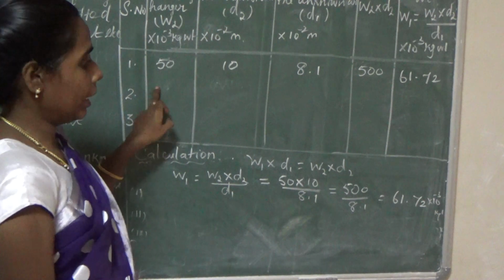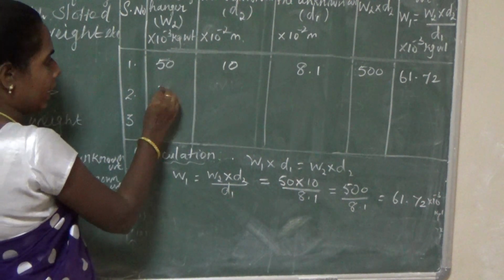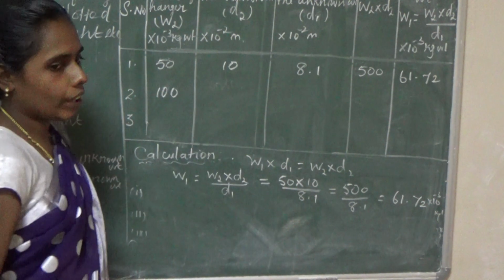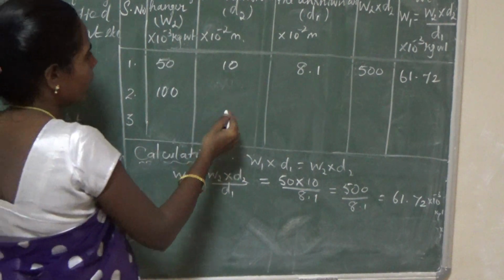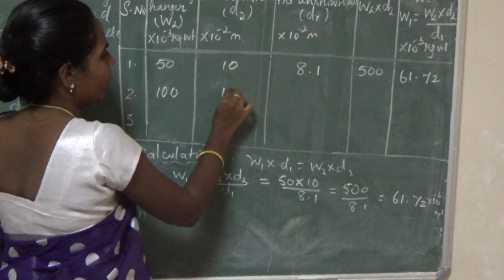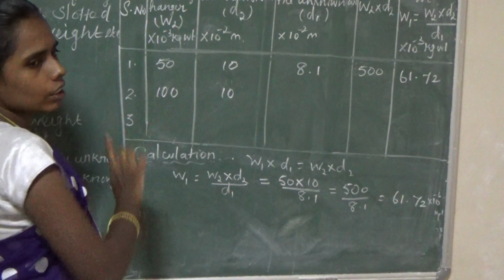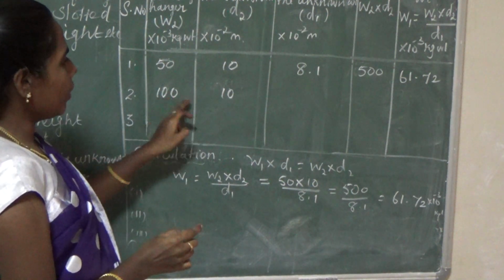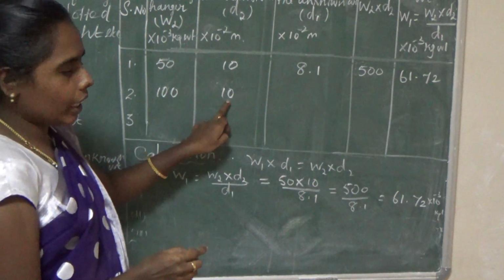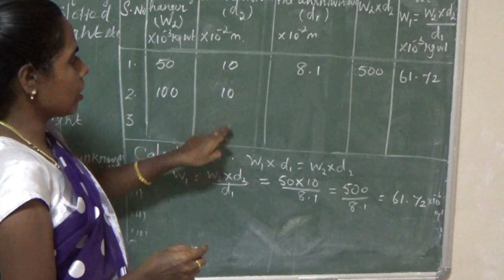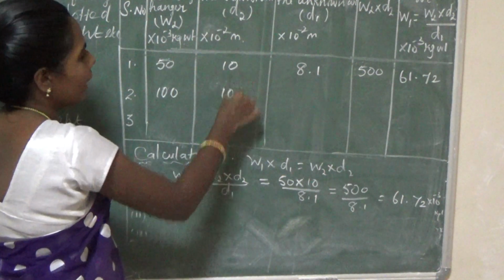Okay, next, the second reading. We have to add one more 50 gram, isn't it? So we added a 100 gram weight. With the 100 gram weight, the distance is the same; only we need to keep the order. The slotted weight we have to keep at the same distance, 10 centimeters. This one won't be changed. For all the readings it will be 10 only.